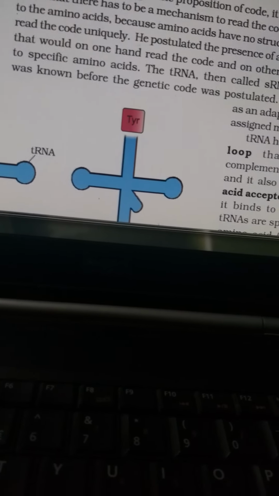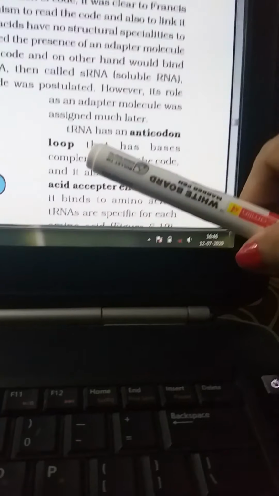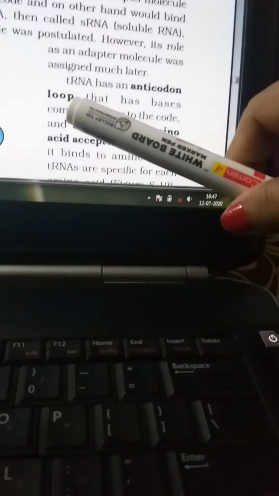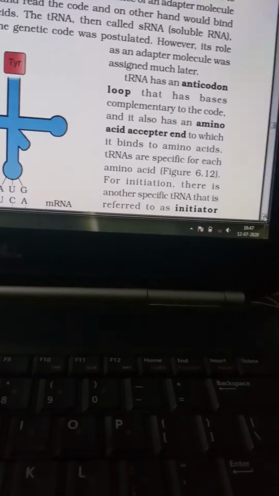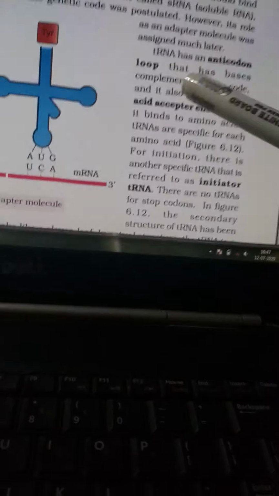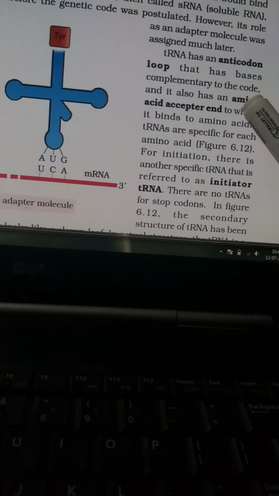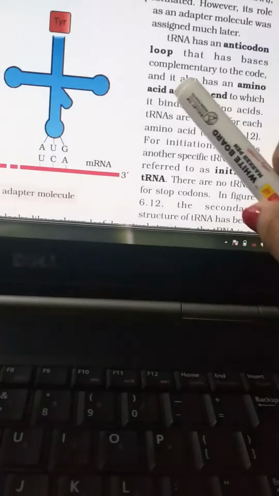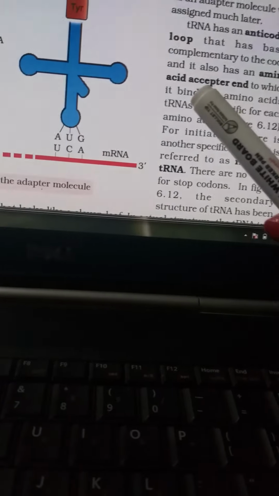So tRNA, now basically presently we know that it is known as a tRNA. The tRNA has an anticodon loop, and that has bases complementary to the codon, and it also has an amino acid acceptor end, to which it binds the amino acid. You see, this is the anticodon, this is a tRNA, it is an L-shaped molecule.